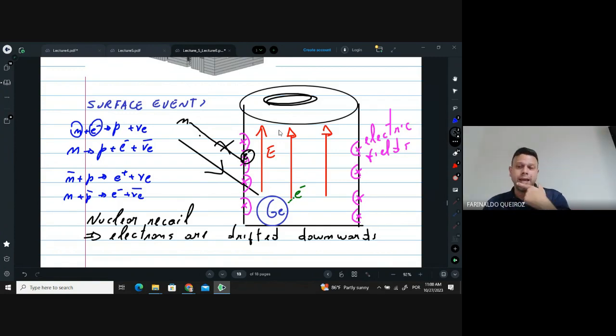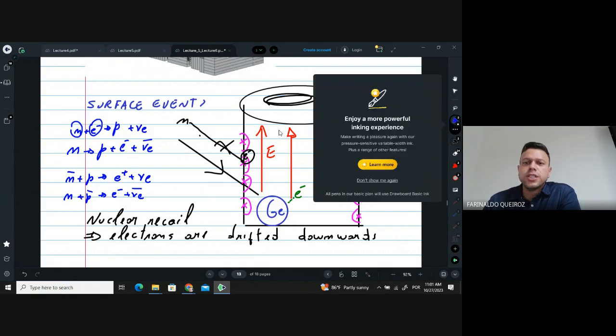Okay? And since the electric field at the surface is not linear, it's harder for them to distinguish whether this electron was coming from a neutron-like particle, or from beta decay or beta-related processes, rather than from just nuclear recoil. Okay? And that's what CoGeNT did.